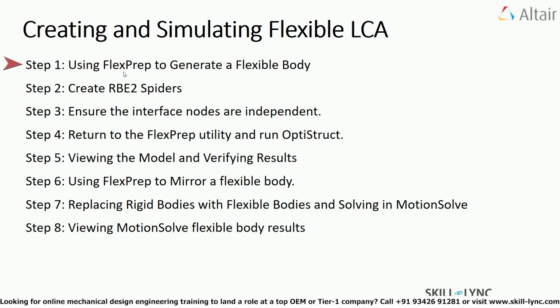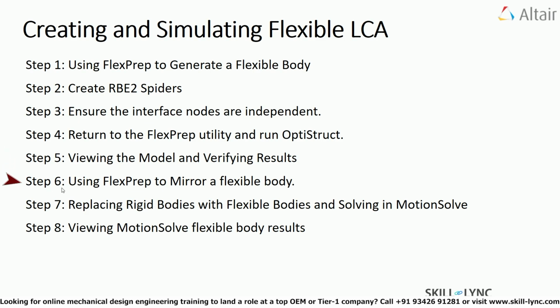The steps that we'll be following to do this particular simulation are: in step 1, we'll be using the FlexPrep utility tool to generate a flexible body. Next, we'll be creating the RBE2 spiders, meaning there are RBE3 spiders in the FE model. So we'll be going to HyperMesh and we'll be converting the RBE3 spiders to RBE2 spiders to make the center node independent. In step 3, we'll be ensuring that the interface nodes are independent. In the next step, we return to the FlexPrep utility and run OptiStruct. In step 5, we'll view the model and verify the results.